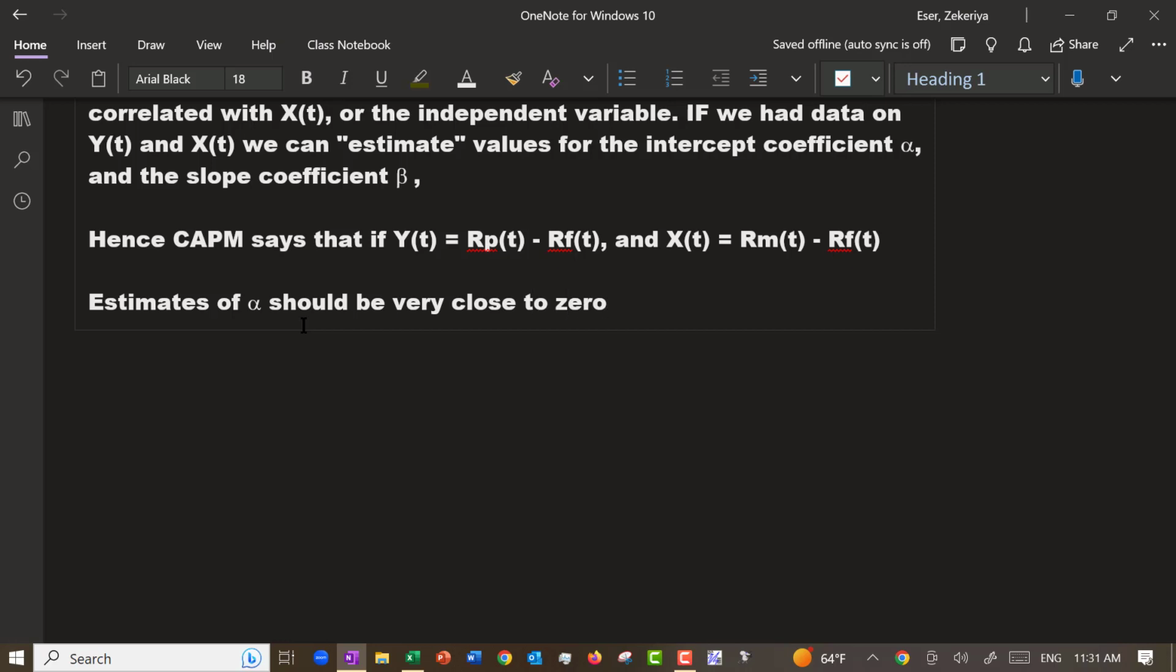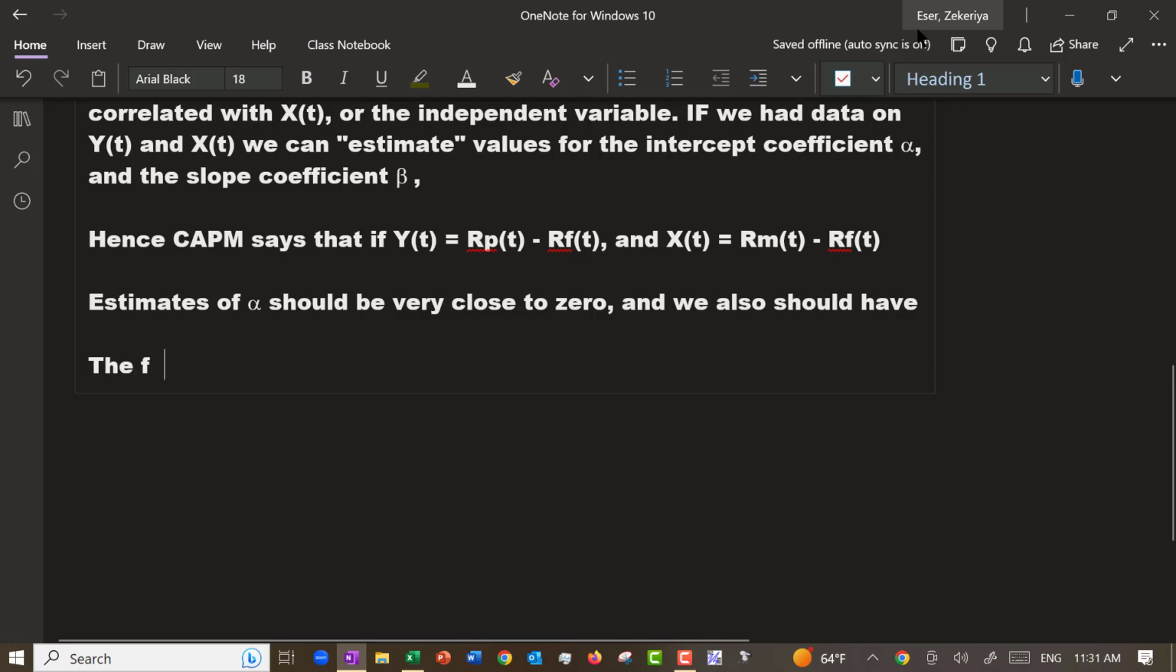If we were ever to test CAPM as a theory of asset pricing, for any portfolio of assets, whether single stocks or any portfolio, the estimated value of the alpha should be very close to 0, and we also should have the following ratio, which is, if I don't misremember, known as the Treynor ratio.